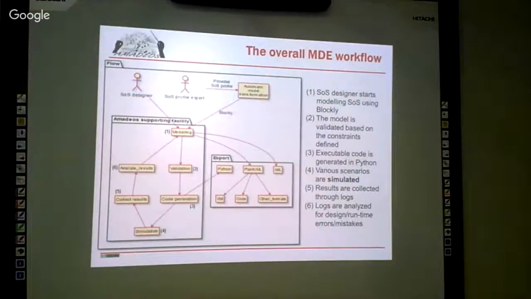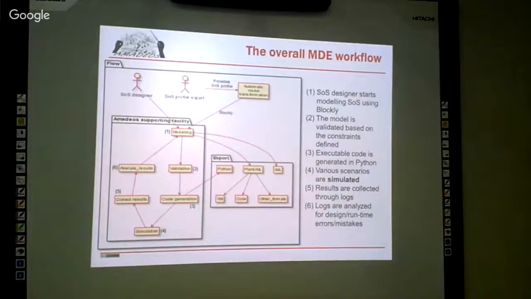So in the overall workflow, you see automatic model transformation. We have a SysML profile. We transform the profile into Blockly. It's an automatic model transformation, right? And then here we integrate it in the Amadeus supporting facilities. You can model using Blockly for a system of systems. You can do some validation. You can generate code. You can do simulation, get results, analyze the results, adjust your model. So you can model your system of systems in this world, and then you can export SysML or plain UML. And you can also have Python code which can be used and integrated in your model in order to perform executable models directly in Blockly.